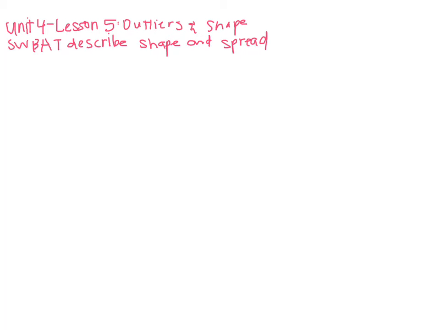This is Unit 4, Lesson 5, Outliers and Shape, and the objective of this lesson is students will be able to describe shape and spread. We have a few different vocabulary terms that we're going to go over, and the first one is outliers. Outliers are data values that are either much greater than or much less than other data in this set.